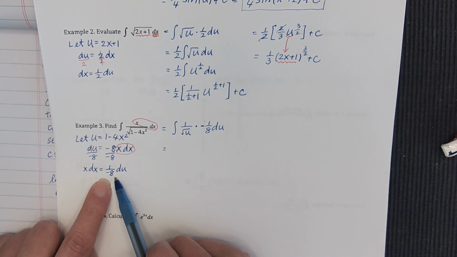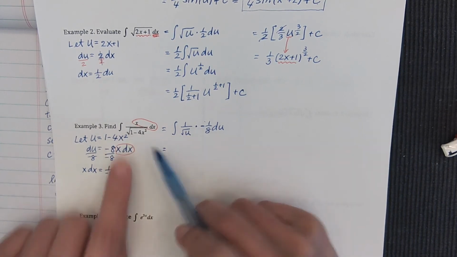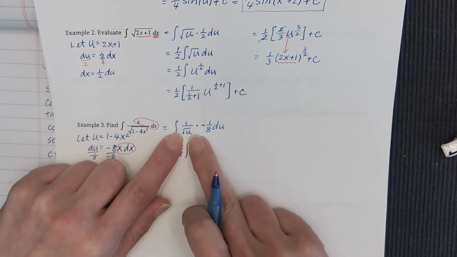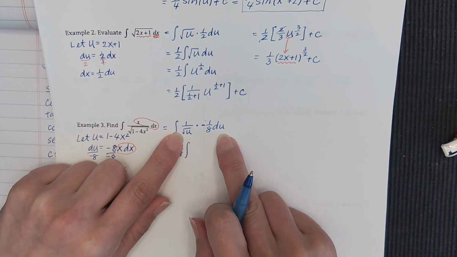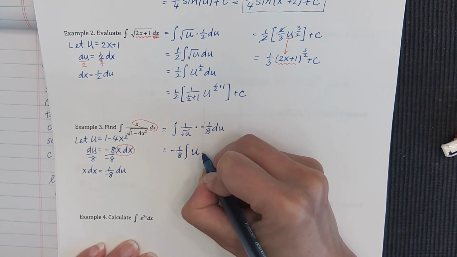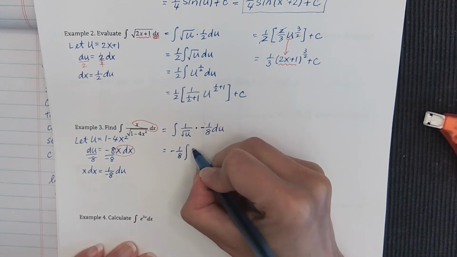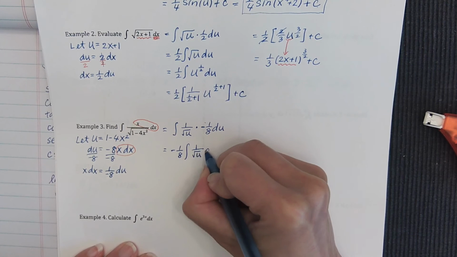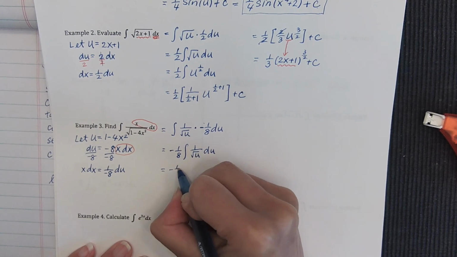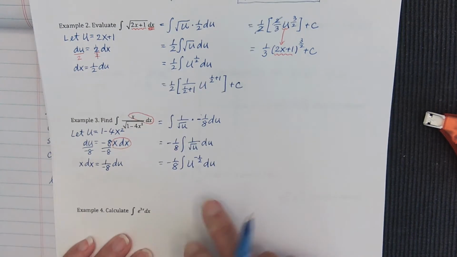So negative 1 over 8 is a constant, so we can just leave it outside the integral. So what's my 1 over square root of u? Take the integral. u to the what? The negative 1/2. That's right, it's just like the earlier one. Then I have to make sure what's my power. So negative 1/2, then you know how to do it.